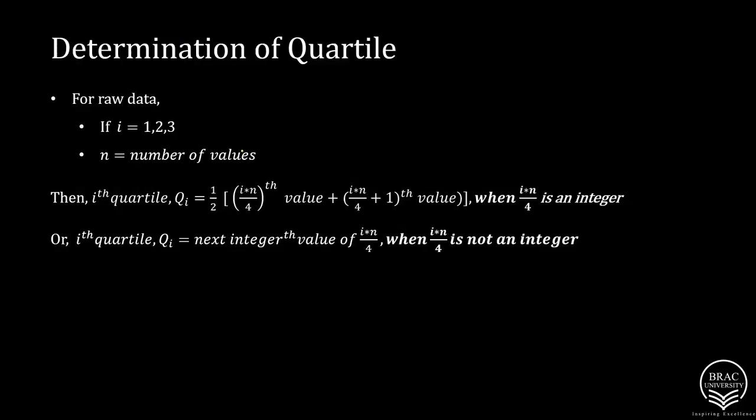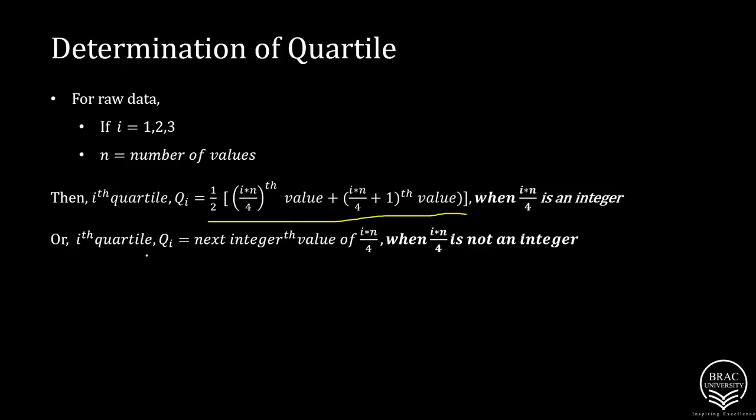Now the determination of quartile for raw data. If i is 1 or 2 or 3, there are 3 quartiles, and n is the number of values, that is the total frequency, then the ith quartile, that is the first or the second or the third quartile, is the i times n by 4th value plus the (i times n by 4 plus 1)th value and their arithmetic mean, that is their average. You can see that this is multiplied by half, when i times n by 4 is an integer.